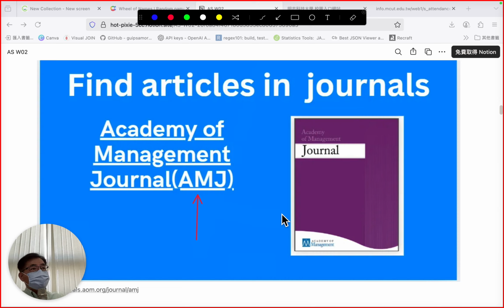It's general management. It will include different disciplines. For example, maybe related to marketing, human resources, information technology, or even finance. It's a general management field. It's top tier, and high quality. So if we want to learn from high quality articles, I encourage you to read articles in this journal, AMJ.